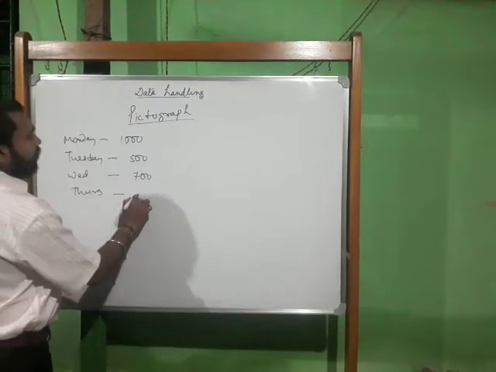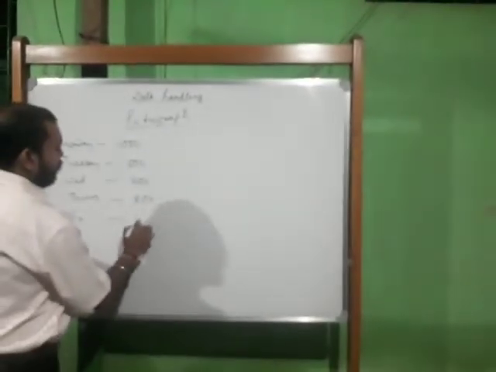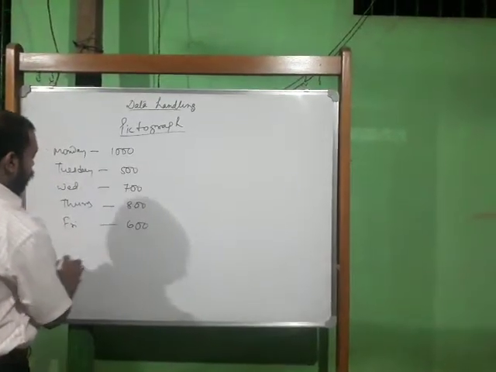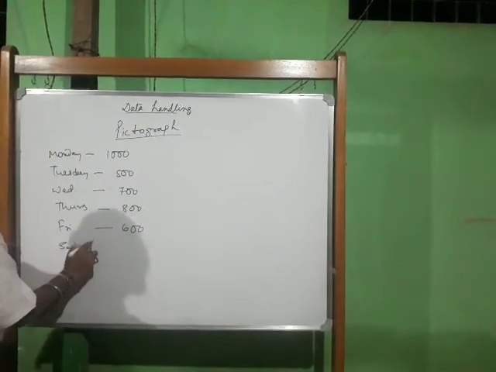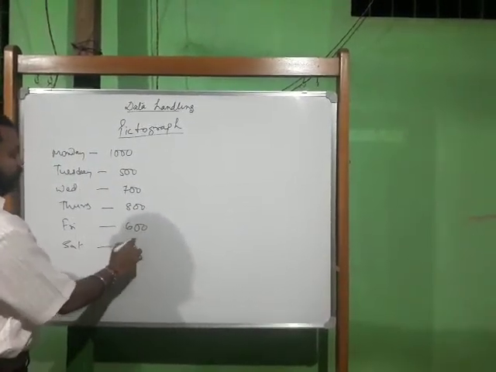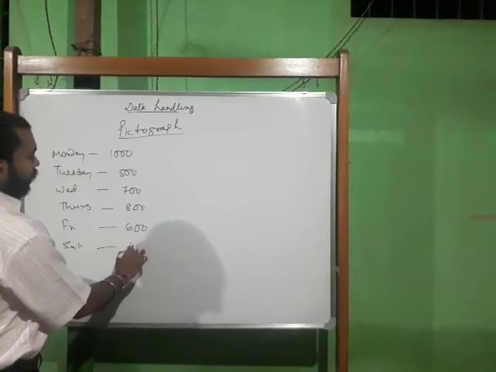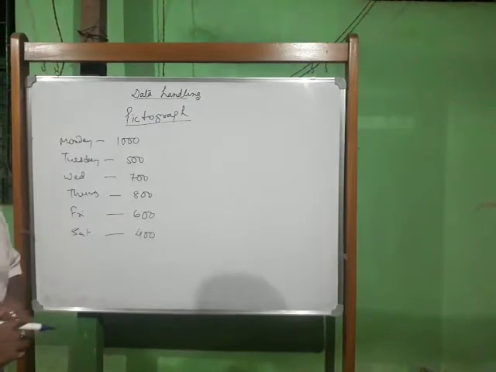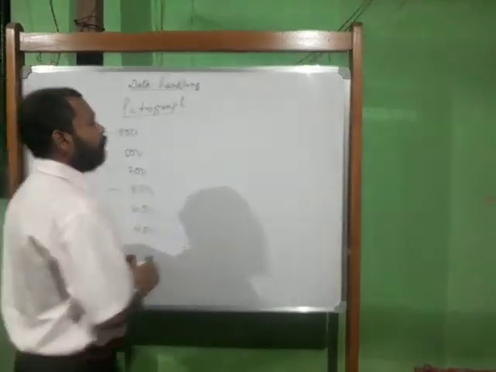Thursday it is, suppose, 800. Friday it is 600. And Saturday, let the company remain closed on Sunday, so no production. So Saturday it is 400. Now I want to represent this data in a pictograph. So what do I have to do?